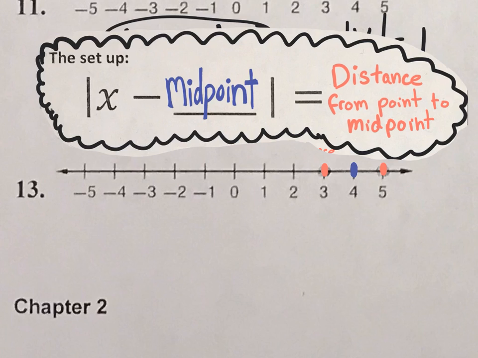And let's start writing our absolute value equation. Absolute value of x minus the midpoint equals the distance from the point to the midpoint. So the midpoint's what? 4. And the distance is just 1. And that's it. We're done. I mean, there's nothing else to do. You can't make it look nicer besides making it all one color, I guess.